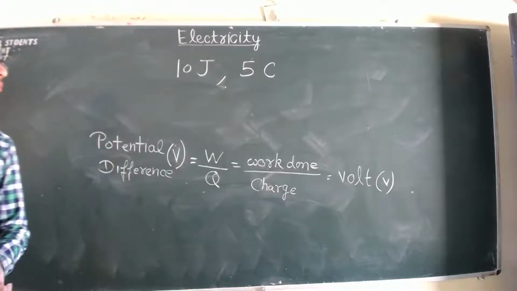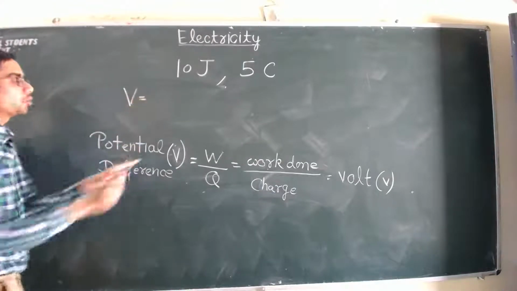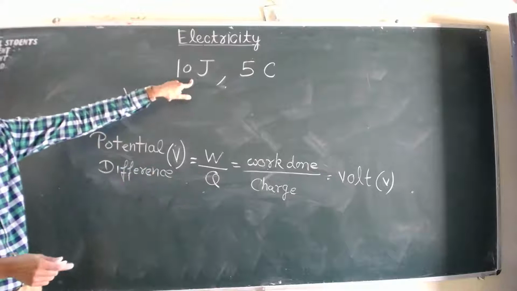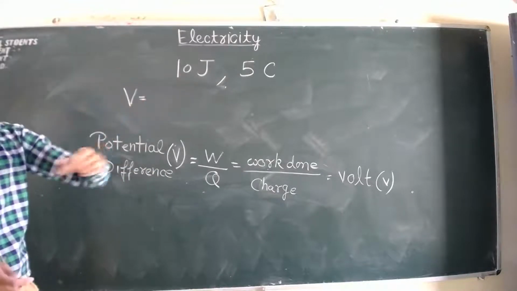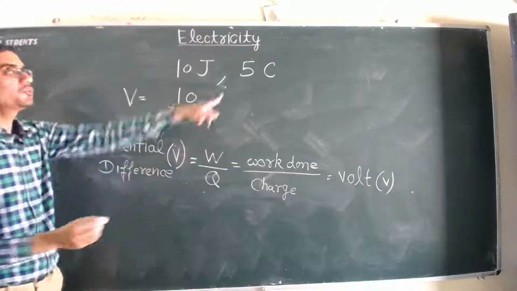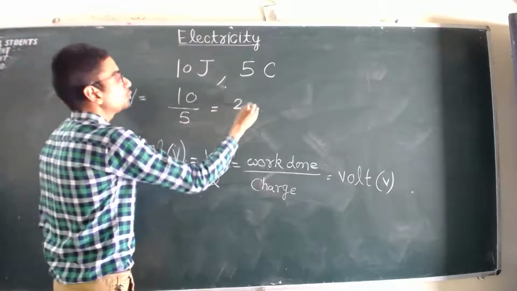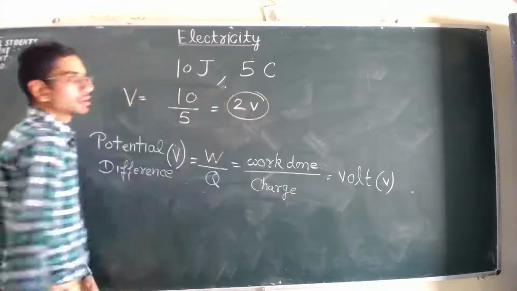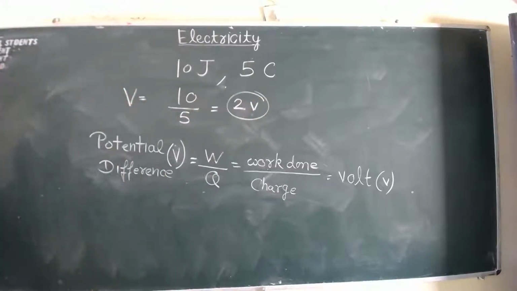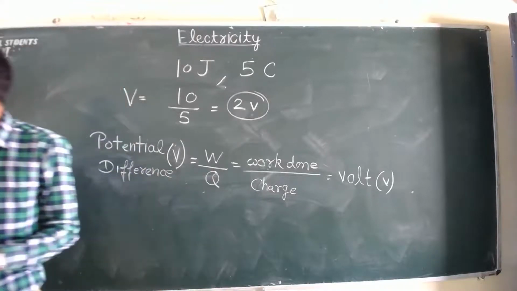We have to simply put in this formula. V is work done upon charge. What is the value of work? Work is energy. Energy की unit joule होती है. 10. What is the value of charge? 5. So this is equal to 2 volt. Alright. So that's how you find potential difference from work done and charge.